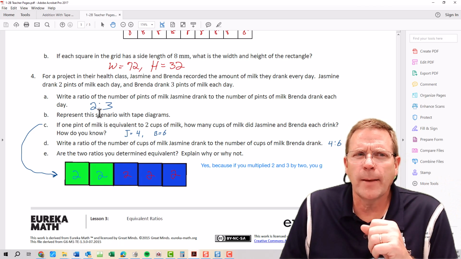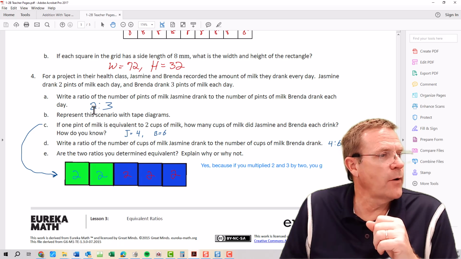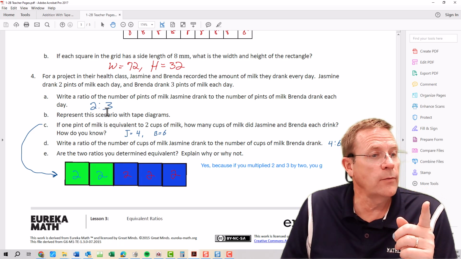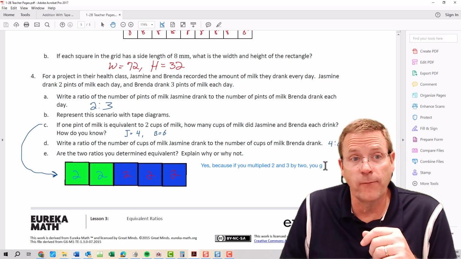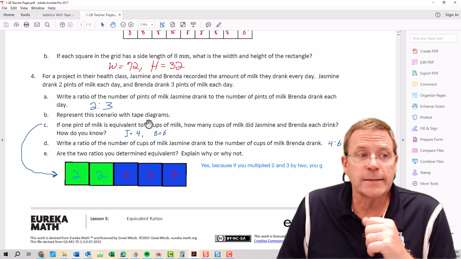The answer is absolutely yes, because if I multiply both 2 and 3 by 2, you get, I wonder where the rest of that sentence went to, you get 4 and 6. That's it for this lesson.